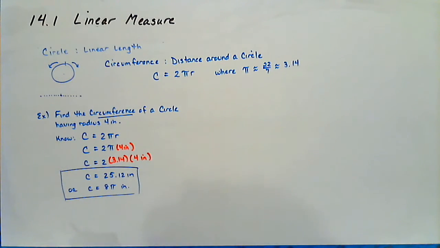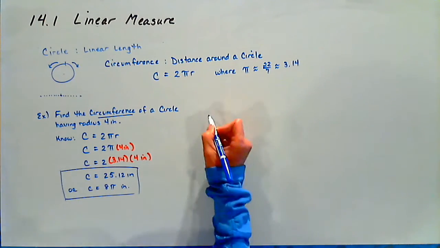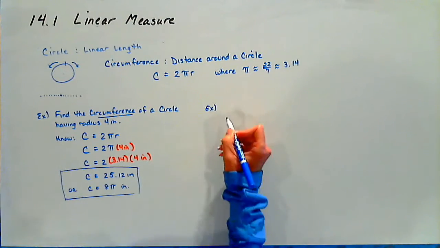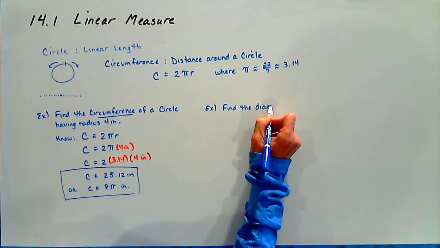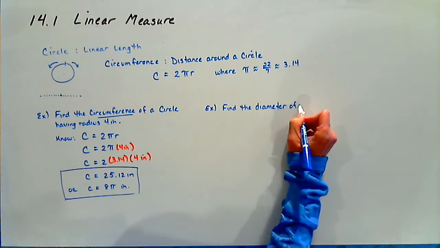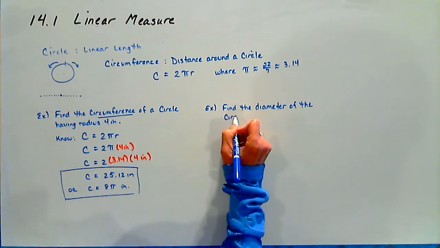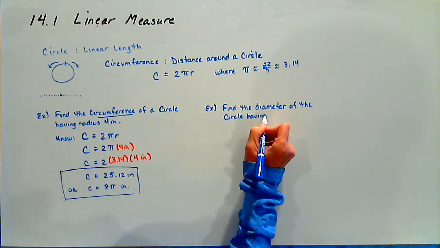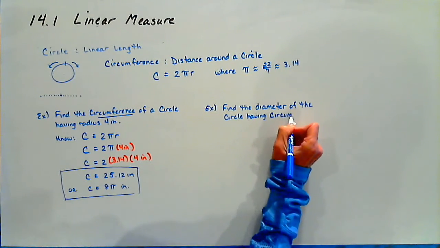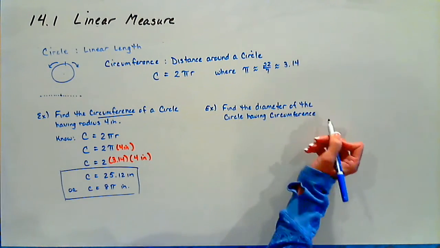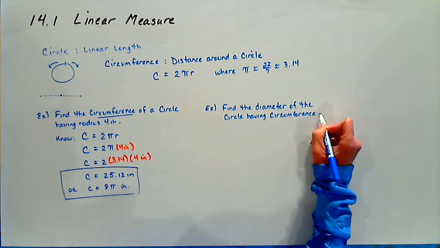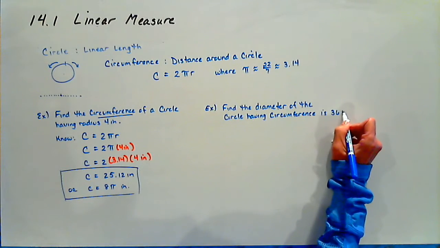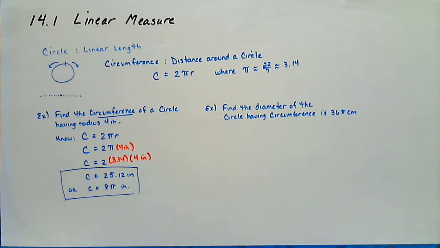Now we could go the other way and say, all right, let's do this. I would like you this time to find the diameter of the circle. And this time I'm going to tell you that the circumference, what's a good number? How about, let's see, circumference is 36 pi. And our unit of measure will be centimeters.